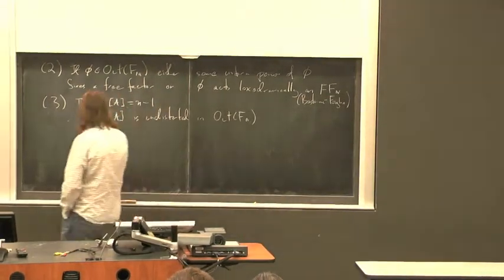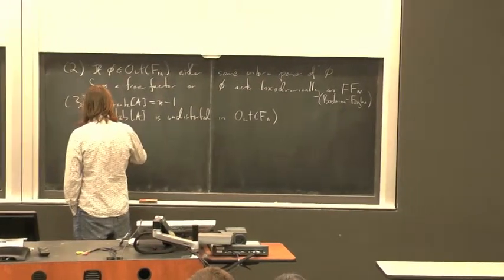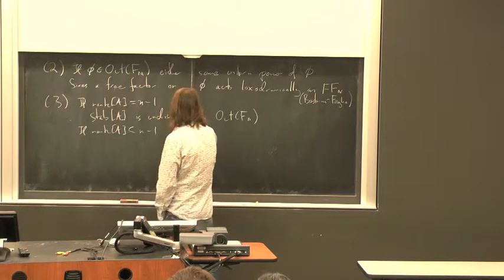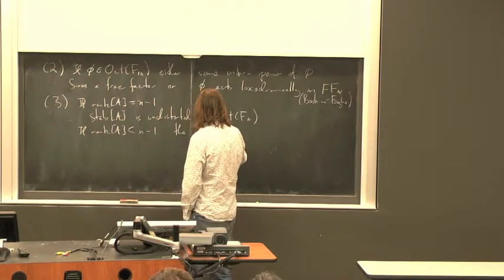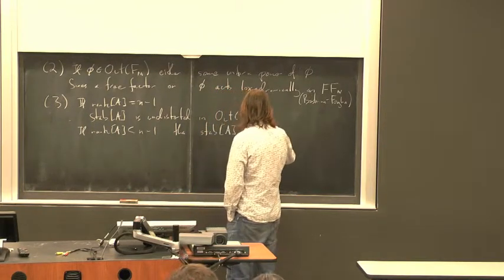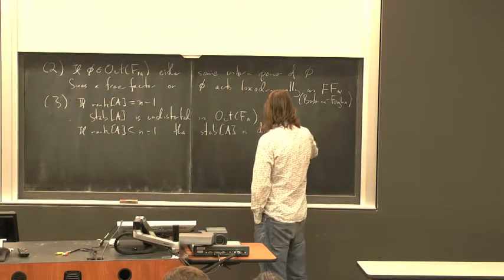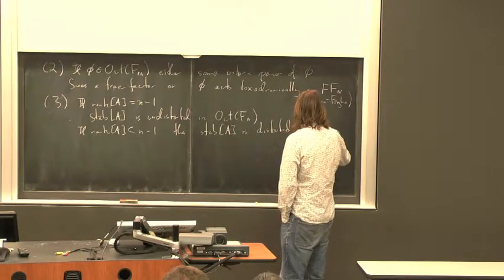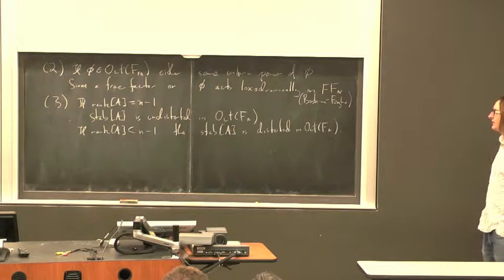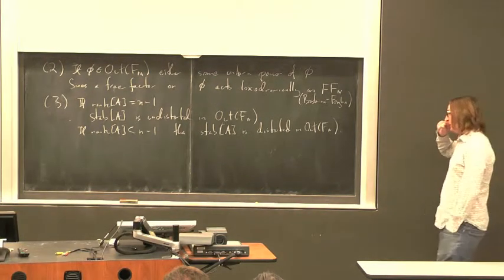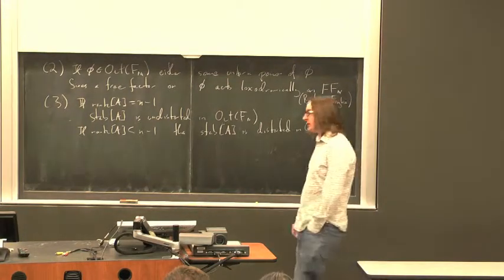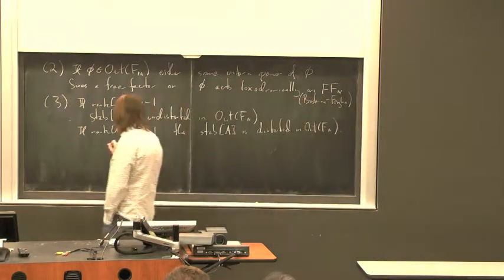However, if the rank of A is less than n minus 1, then the stabilizer of A is distorted. So you don't have these nice undistorted stabilizers. Who are these? So this is Handel.